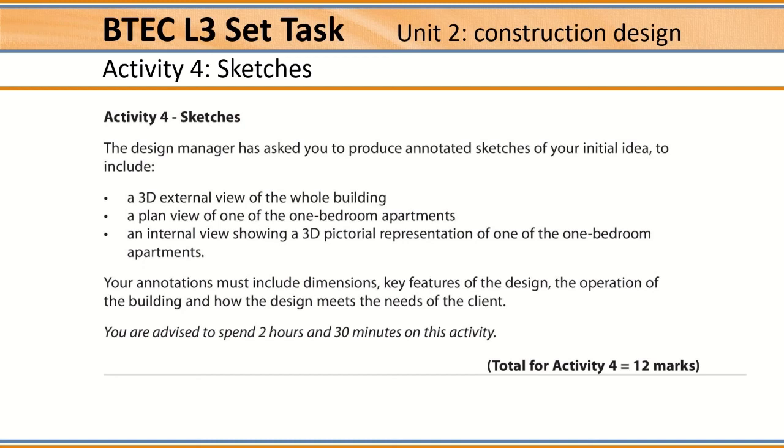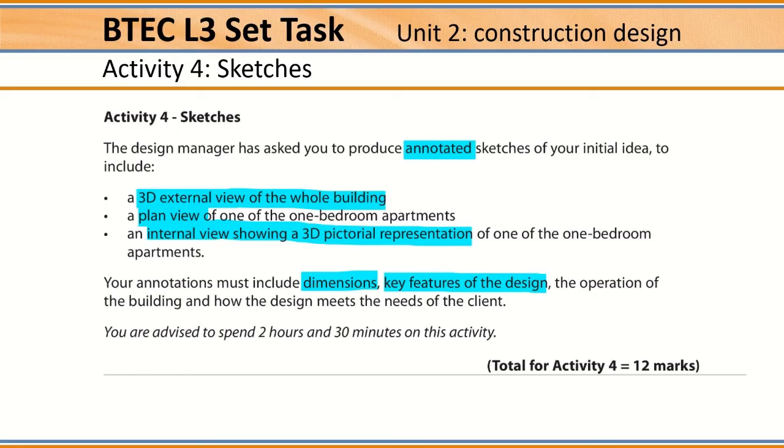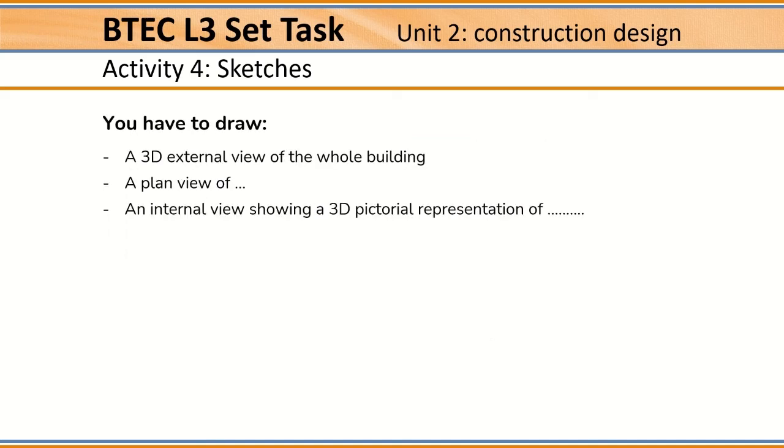The design manager has asked you to produce annotated sketches of your initial idea to include a 3D external view of the whole building, a plan view of one of the one-bedroom apartments, an internal view showing a 3D pictorial representation of one of the one-bedroom apartments. Your annotations must include dimensions, key features of the design, the operation of the building, and how the design meets the needs of the client.